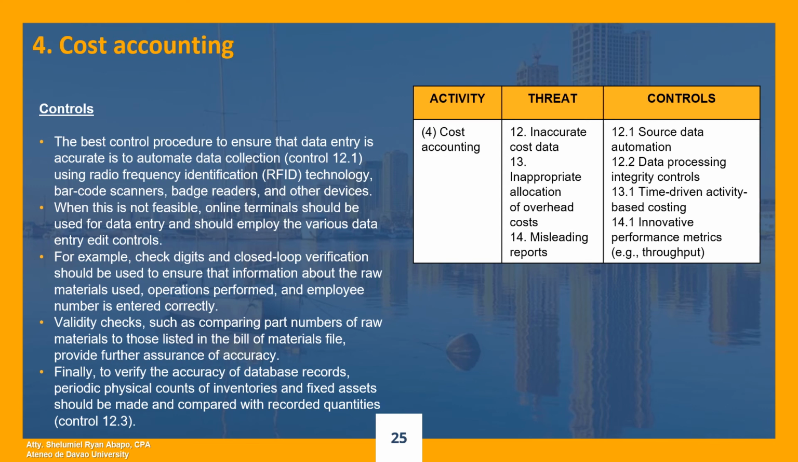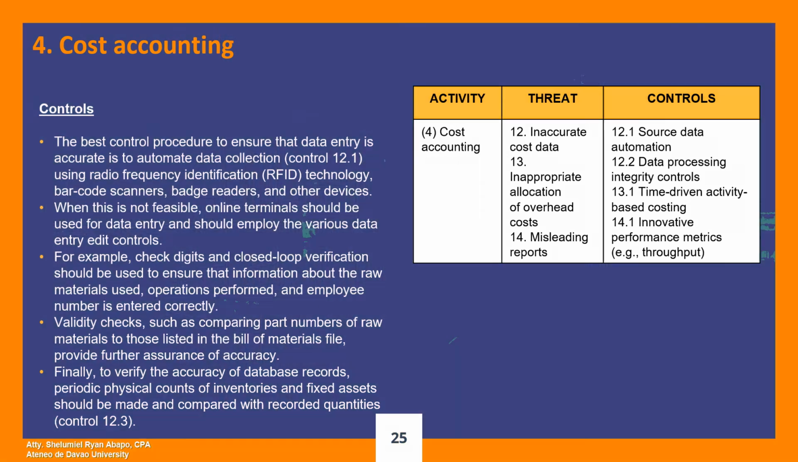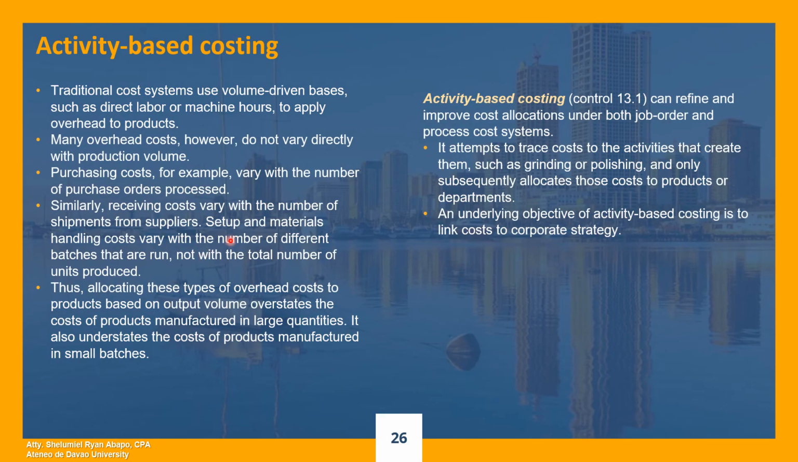Okay? Now, let's proceed to how we improve controls, mitigating controls, in activity-based costing. Because we have two types: activity-based costing systems and innovative performance metrics, we call it.